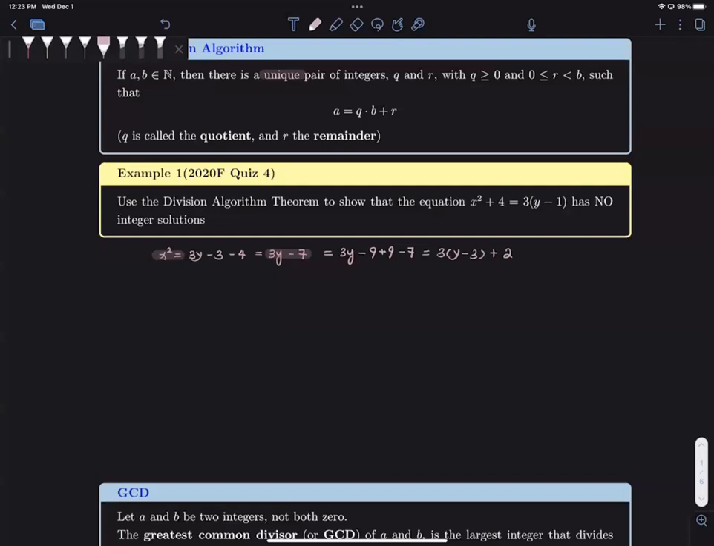You don't want fractions because we're talking about integer solutions, Omar. Why do we not use 7 over 3? Because we're talking about integer solutions, so you don't want fractions anywhere. You want integers everywhere. So now we have x squared equals this. What do we know from this? Let m equal y minus 3.